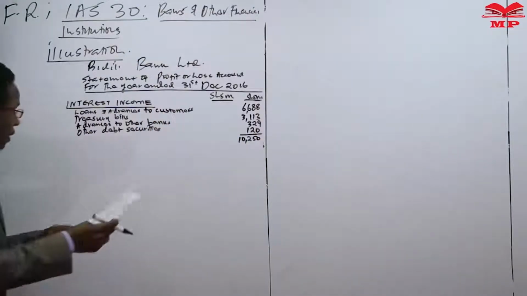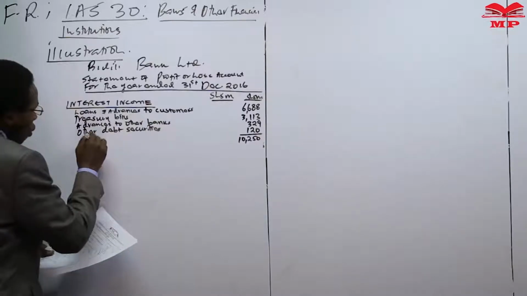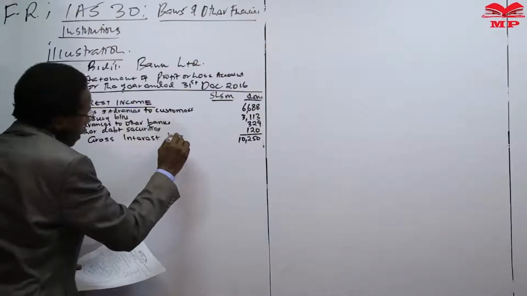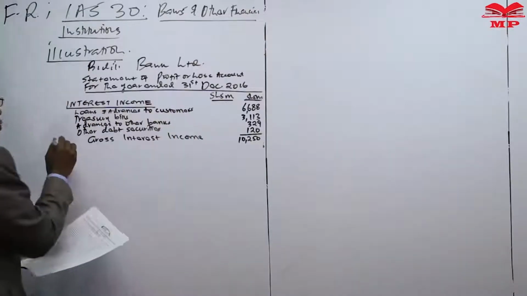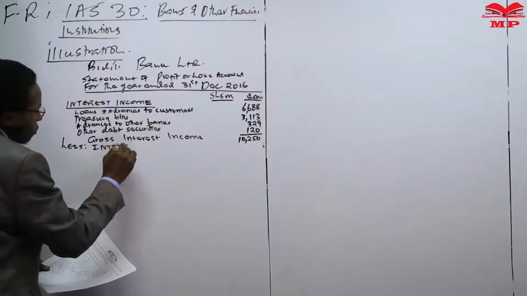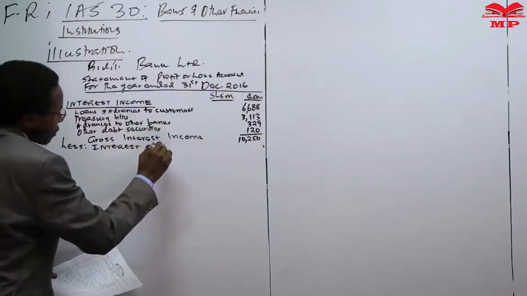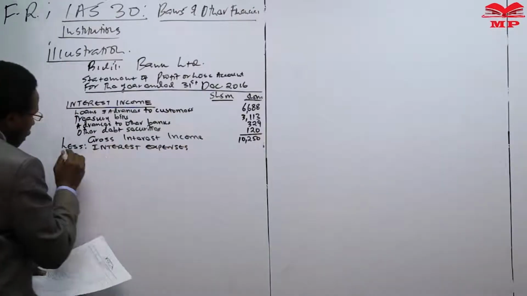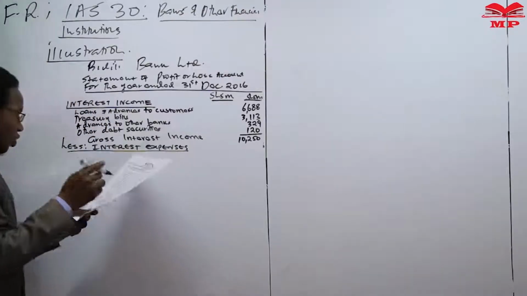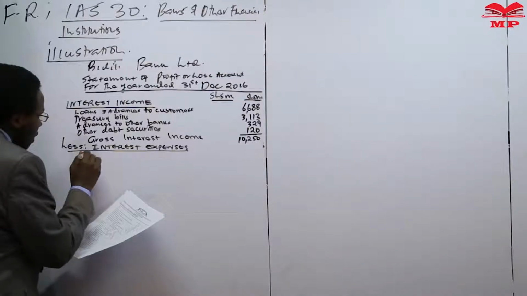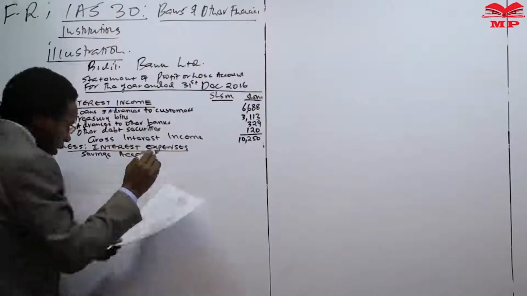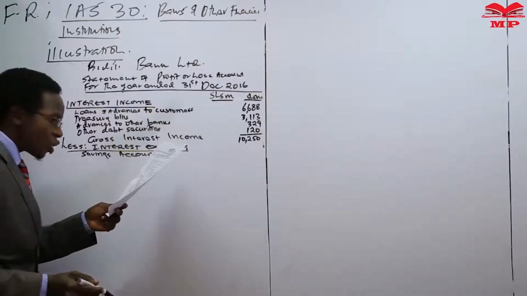Then I proceed to that one. I call it gross interest income. Then we less interest expenses. The interest expense, there is interest expense on savings account. The figure down there is 2214.